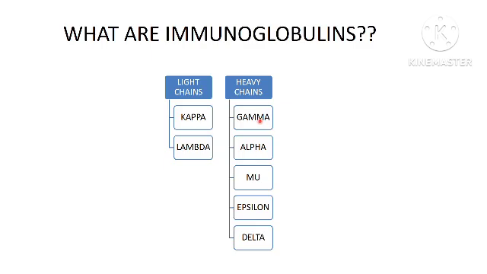Gamma heavy chain stands for IgG, alpha stands for IgA, mu heavy chain will form IgM, epsilon heavy chain will form IgE, delta heavy chain will form IgD. So there are two types of light chains called kappa and lambda.